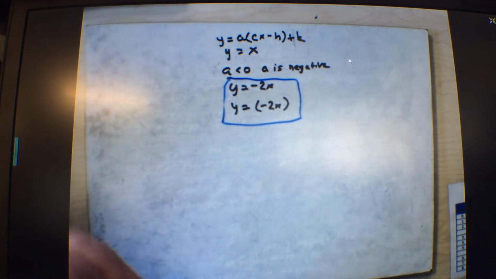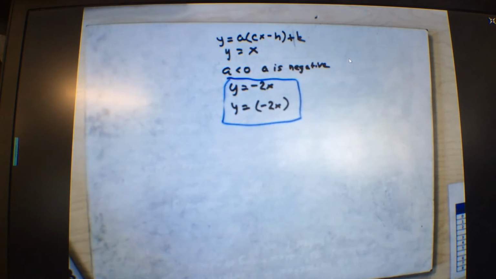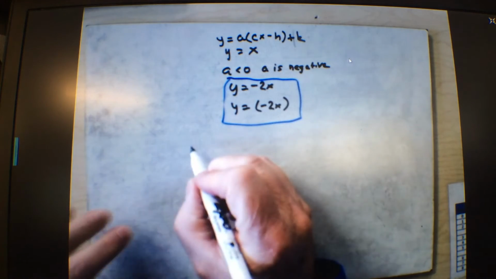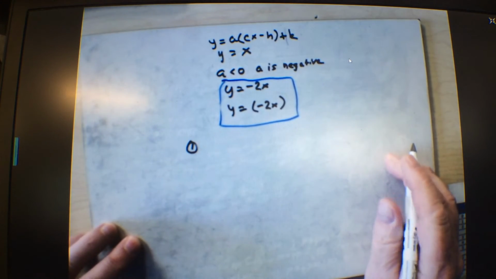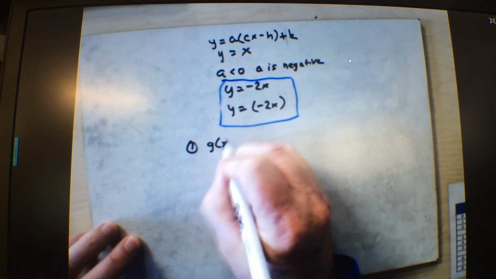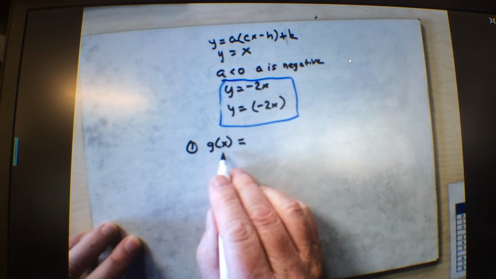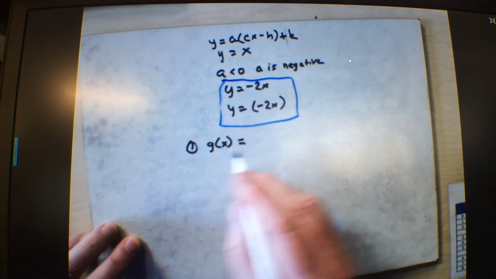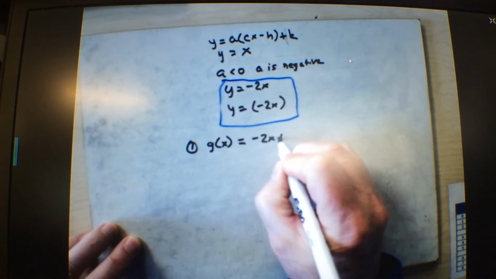All right, so what I'm going to do is give you a problem, and you're going to tell me what's happening to the graph, the original parent graph. So I'm going to write it out, and you're going to tell me what's happening. All right, you ready? Okay, so number one. G of x equals, instead of y, I'm using a fancy way to write a function. Is that okay? G of x equals a negative 2x plus 4.